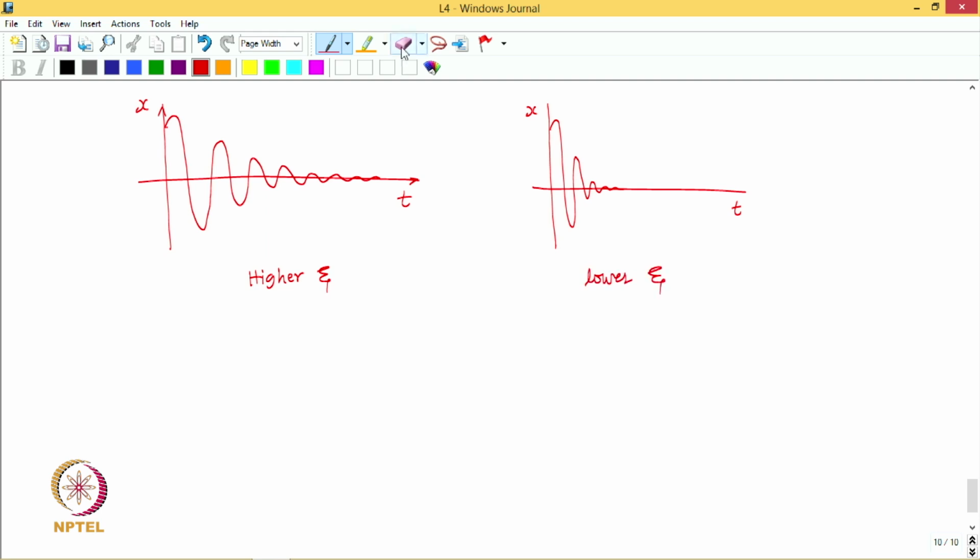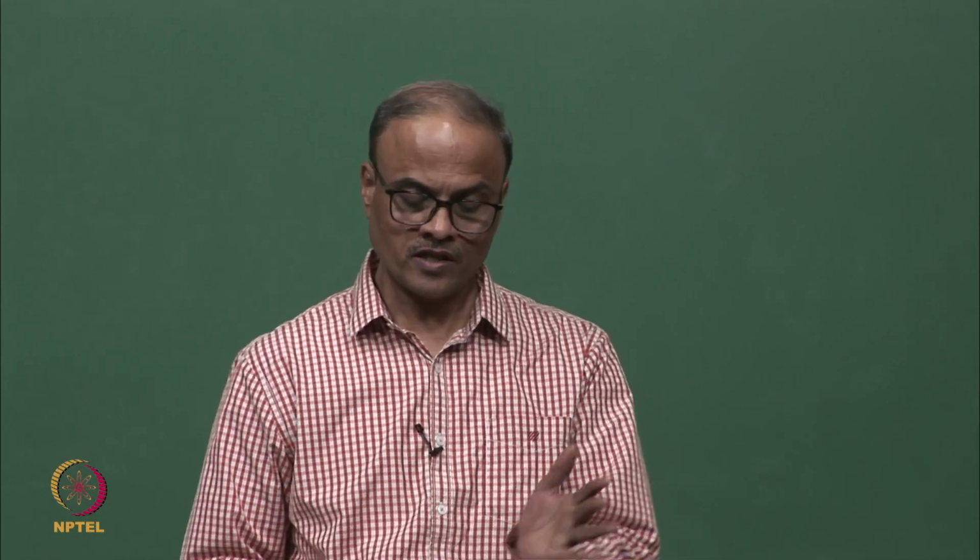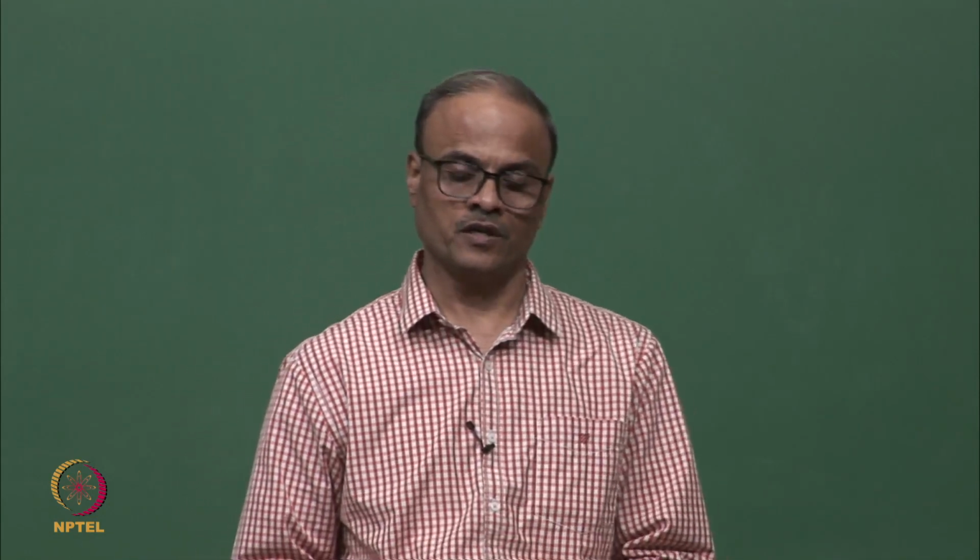I am sorry, I have written the opposite. Now, this is lower zeta, and this is higher zeta. If you increase the damping, the rate at which the displacement reduces or decays increases. So, there is a faster decay of amplitude when zeta increases, for an underdamped system.